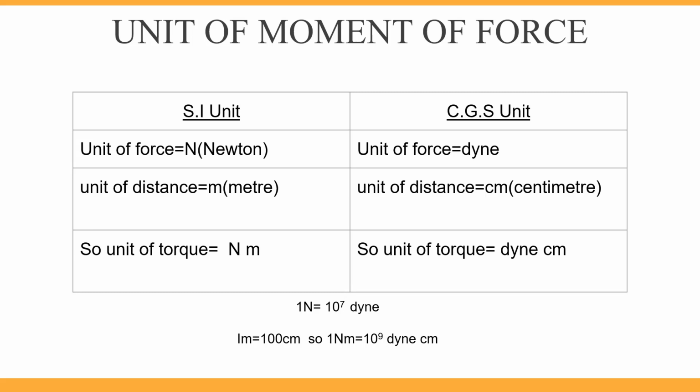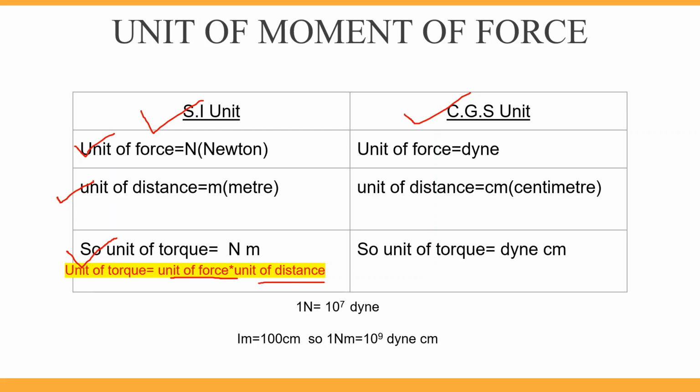Next, what is unit of moment of force? We are defining unit of moment of force in two units, that is SI unit as well as CGS unit. We know that moment of force is equal to force into perpendicular distance. Unit of force is Newton and unit of distance is meter. So unit of torque or unit of moment of force is equal to unit of force into unit of distance. That is Newton into meter, Newton meter. Now in CGS unit, unit of force is dyne, unit of distance is centimeter. So unit of torque is equal to dyne into centimeter, dyne centimeter.